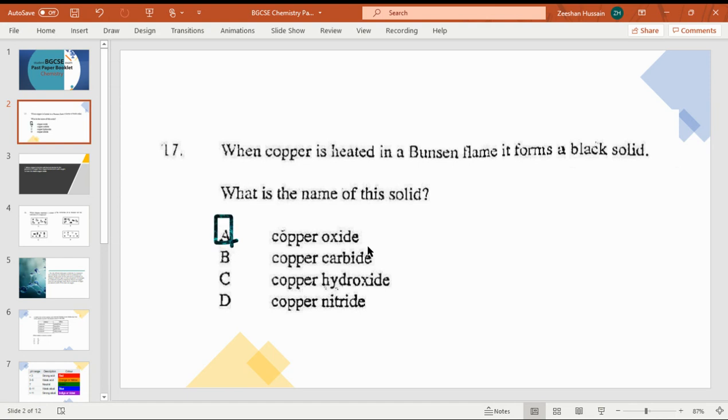Copper oxide, because copper carbide is one in which carbon is present. So we have to react copper with carbon to form copper carbide, and for hydroxide we have to react copper with water to form copper hydroxide, and for copper nitride we have to react copper with nitrogen to form copper nitride, and these three are not available here. Only copper heated in the presence of oxygen forms copper oxide.